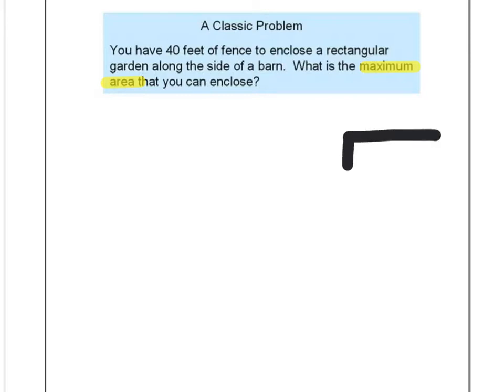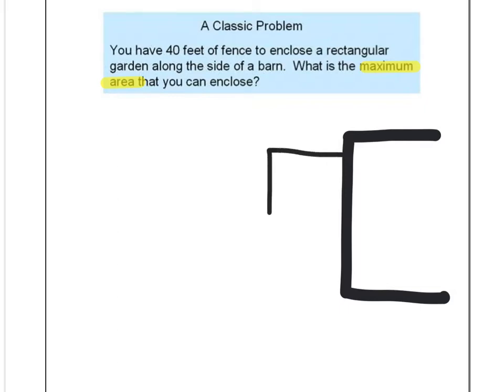A lot of times with these optimizations, it helps to draw a picture. So this over here is a picture of the side of my barn, and I want this little fencing to go on the side of the barn here. I have 40 feet of fencing, so I know all this fencing around the outside is going to be 40. I need some equations to help me solve this type of problem. The 40 feet of fencing is a perimeter problem because you're trying to get the distance around. But you also want to find the maximum area, so you need to keep area in mind too. So let's start by talking about area.